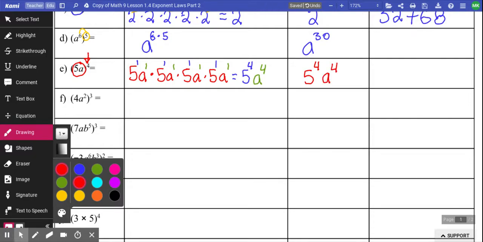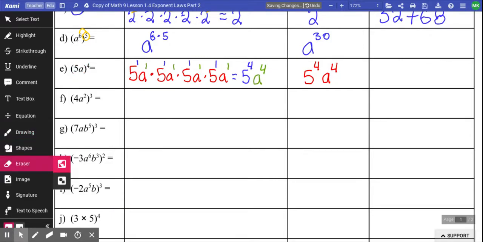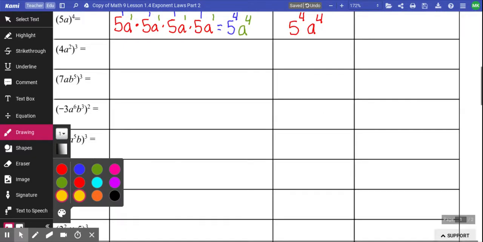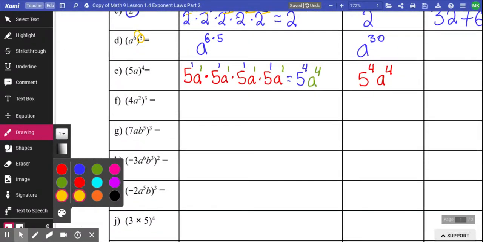That's kind of the slow way to do it, but it would always work if you showed all your steps like that. A quicker way to get through it is to realize that this 4 would come into the brackets and go to all the exponents. So it's going to go to the exponent on the 5, and it's going to go to the exponent on the a, which is why it became 5 to the power of 4, a to the power of 4. Quicker way to do it.